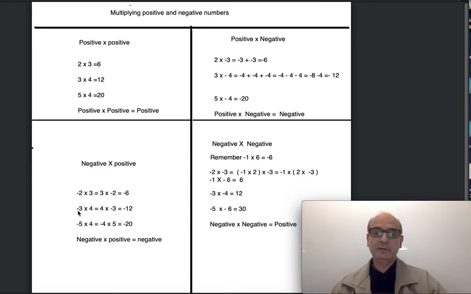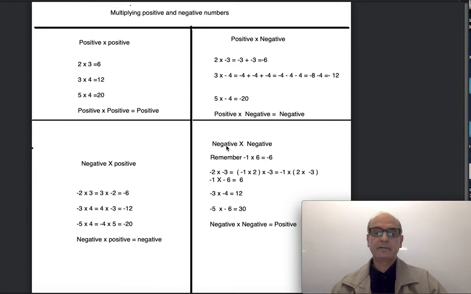And similarly, if I'm timesing minus 3 by 4, I can switch their places. That becomes 4 times minus 3. And again, based on what we learned here, a positive number times a negative number is a negative number. So I will end up with minus 12. And the same applies for minus 5 times 4, which will give me minus 20. Then the rule we have here, again, a negative number times a positive number will give us a negative number.